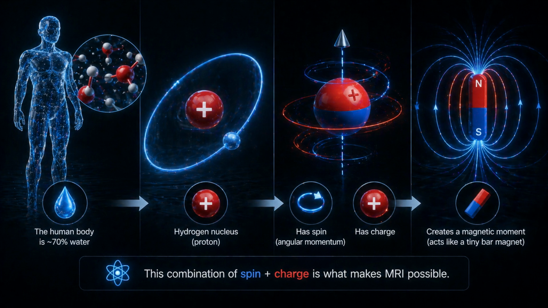1. Atomic basis. Why hydrogen matters. The human body is 70% water, rich in hydrogen nuclei. Why protons? A proton has spin angular momentum, has charge. Therefore, it creates a magnetic moment, acts like a tiny bar magnet. This combination, spin plus a charge, is what makes MRI possible.